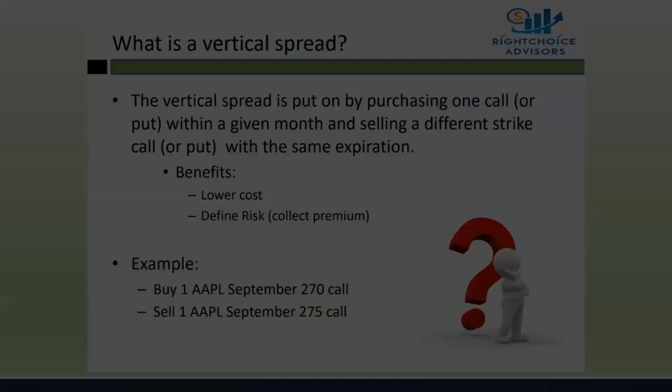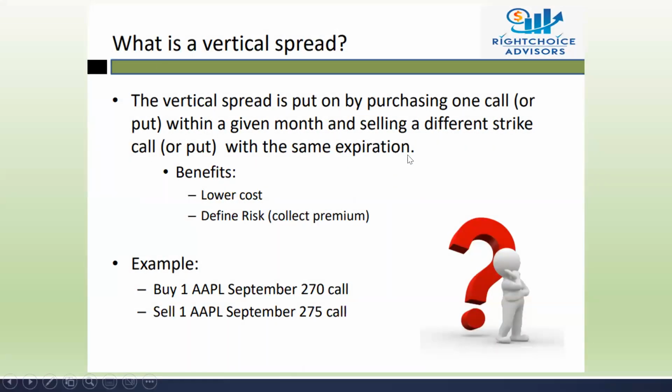what is a vertical spread. Vertical spread is purchasing one call or put within a given month and selling a different strike call with the same expiration. What is the benefit? Your investment got low from $840. Now your investment is only $300 for 2 contracts for that CRM. And you are also collecting premium, right? We just saw an example, right? For CRM, you buy 190 call and you sell 195 call for the same expiration.